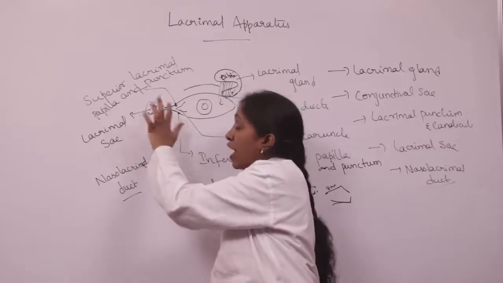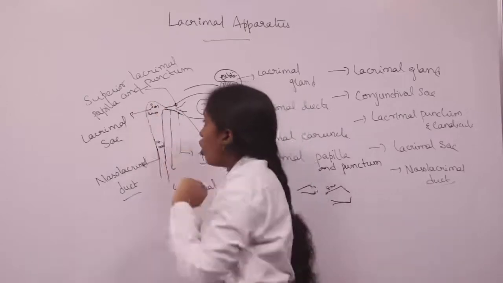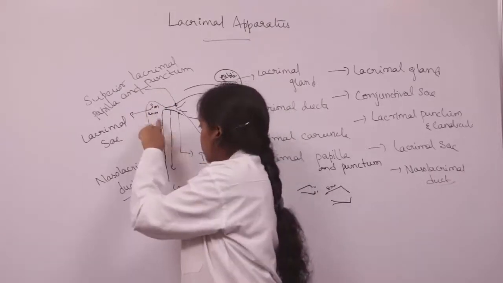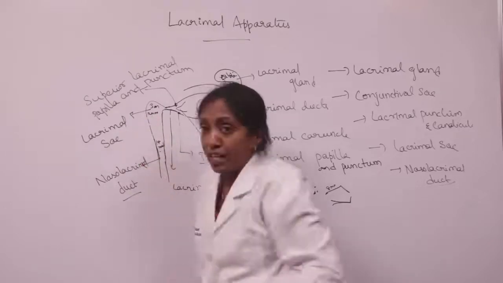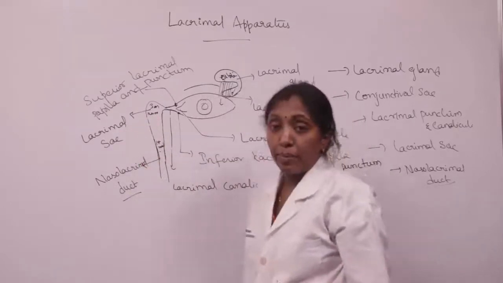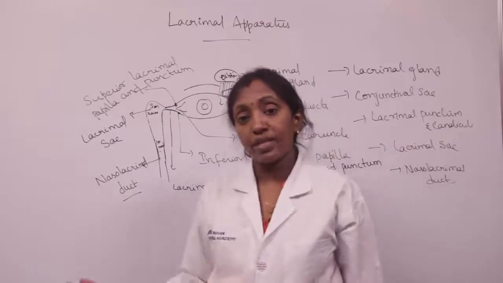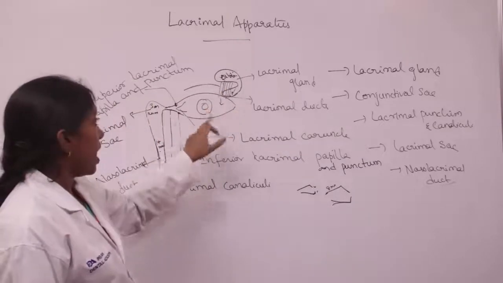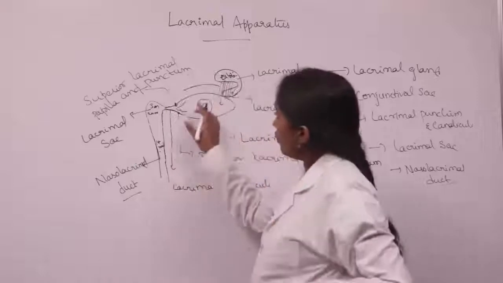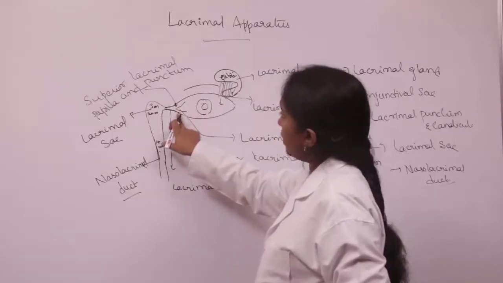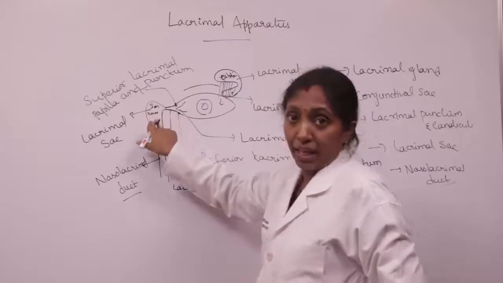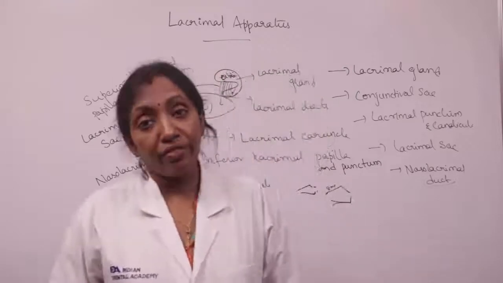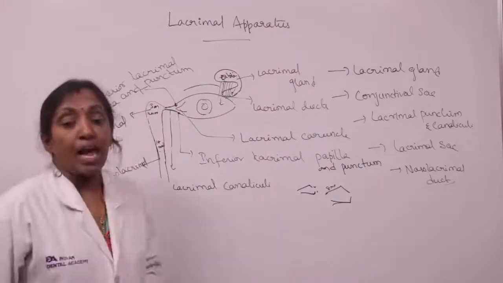The canaliculi open into the lateral wall of the lacrimal sac. The lacrimal sac continues as the nasolacrimal duct, which is about 18 mm long, and this nasolacrimal duct opens into the inferior meatus of the nose. So the ducts of the lacrimal gland open into the conjunctival sac, and the part of the fluid that is drained by the lacrimal punctum goes through the lacrimal canaliculi into the lacrimal sac. From the lacrimal sac it continues to the nasolacrimal duct, which opens into the inferior meatus of the nose. So that's about the lacrimal apparatus.